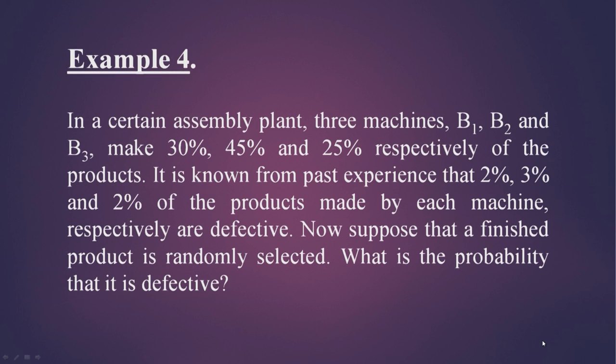In a certain assembly plant, 3 machines B1, B2 and B3 make 30%, 45% and 25% respectively of the products. It is known from past experience that 2%, 3% and 2% of the products made by each machine respectively are defective. Now, suppose that a finished product is randomly selected, what is the probability that it is defective?